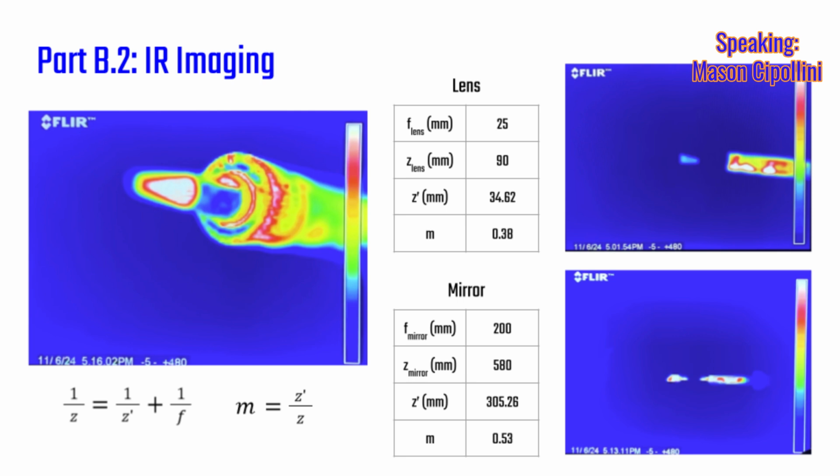We then calculated our z prime using a chosen distance z from the iron with the imaging equation, giving us the values needed to calculate the magnification m. We found the image with the camera and confirmed the magnification and z prime. A similar process would be repeated for the mirror, where both calculations were also physically verified.